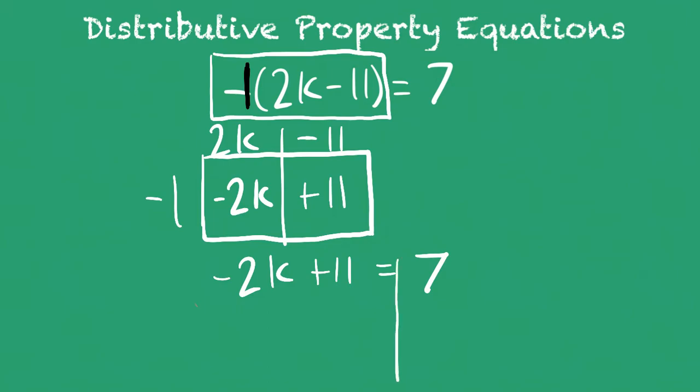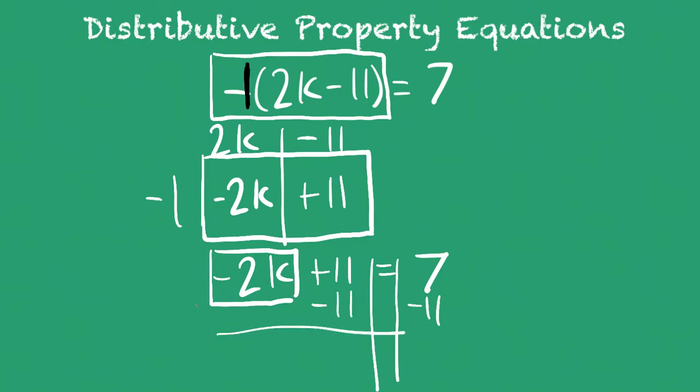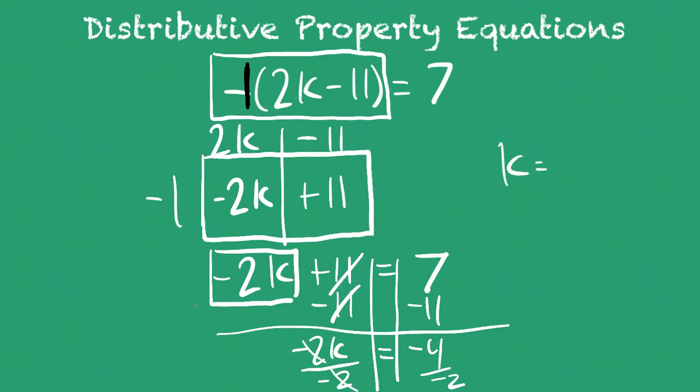So to finish this off, draw my walls. My variable is negative 2k. I see what's outside of it. That's the plus 11. So we're going to subtract 11 on both sides. The 11's on the left cancel out, so we're left with negative 2k. On the right, we have negative 4 as 7 minus 11. And last up, divide by negative 2 on both sides. The 2's cancel out, so we're left with k equals negative 4 divided by negative 2, which is positive 2. So k equals 2 for this equation.